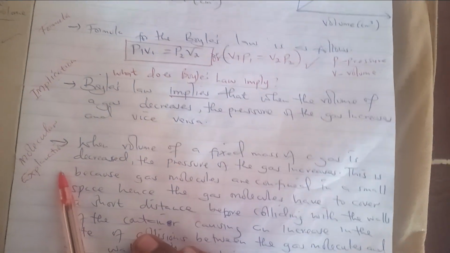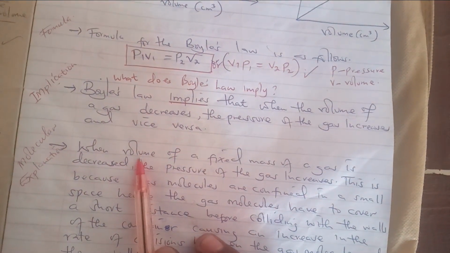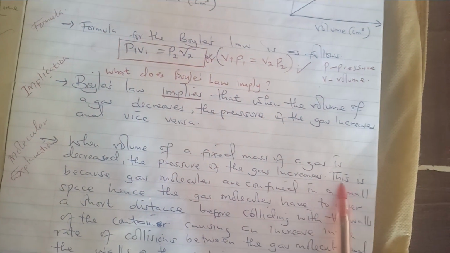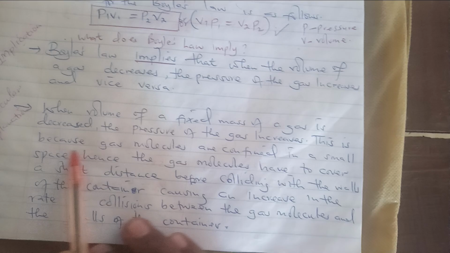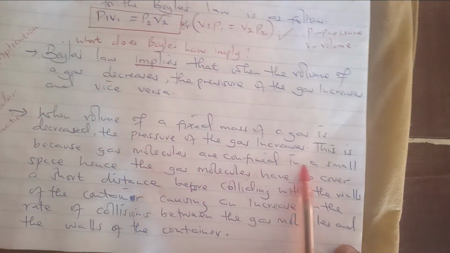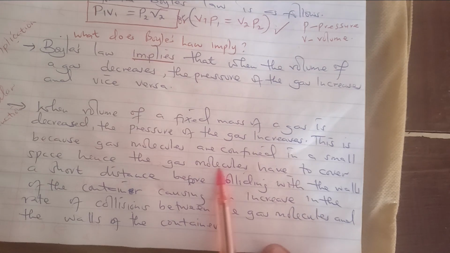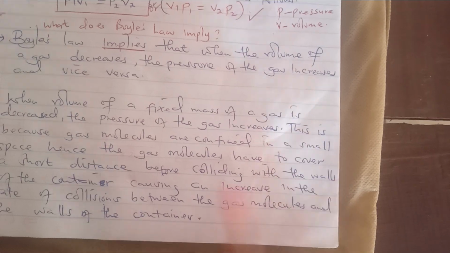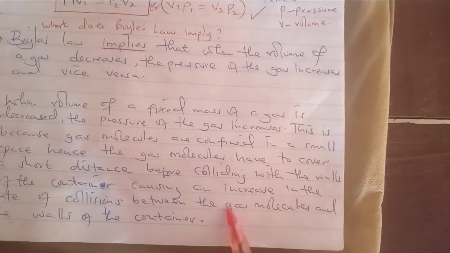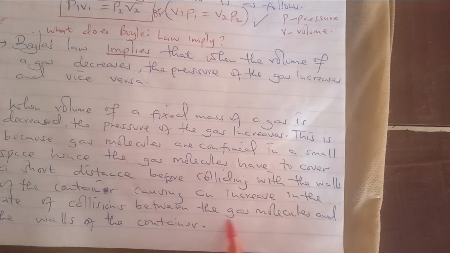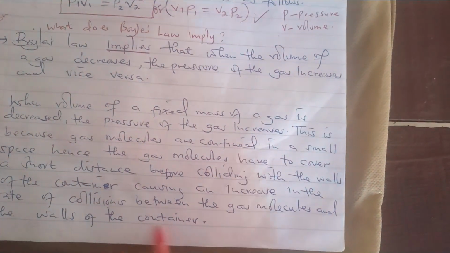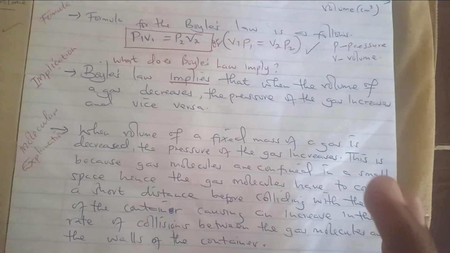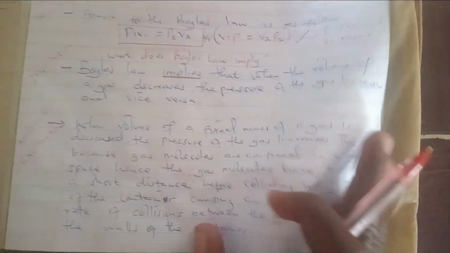Molecular explanation of Boyle's law. When the volume of a fixed mass of a gas is decreased, the pressure of the gas increases. This is because gas molecules are confined in a small space. Hence, the gas molecules have to cover a short distance before colliding with the walls of the container, causing an increase in the rate of collisions between the gas molecules and the walls of the container. That is the molecular explanation of Boyle's law.